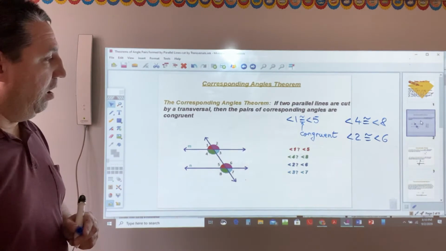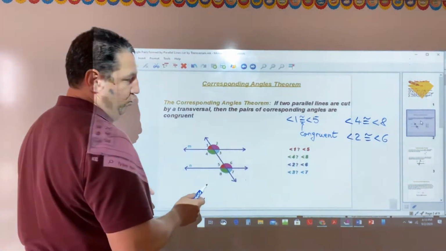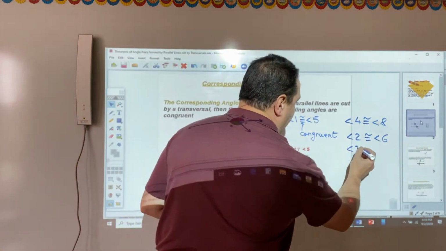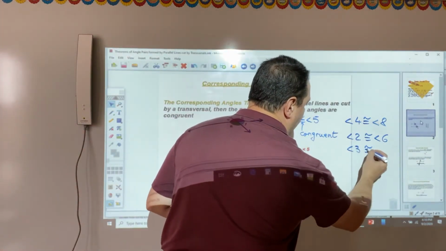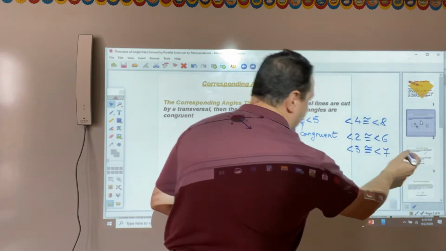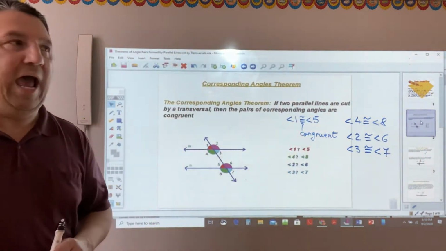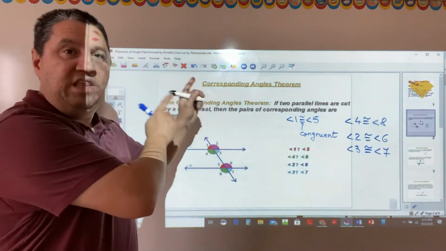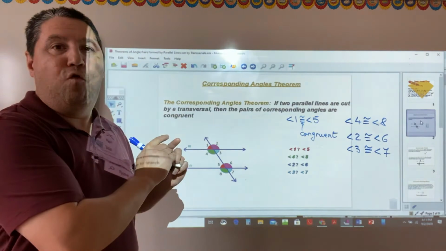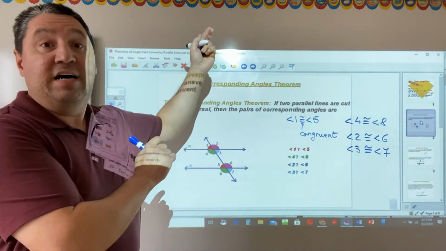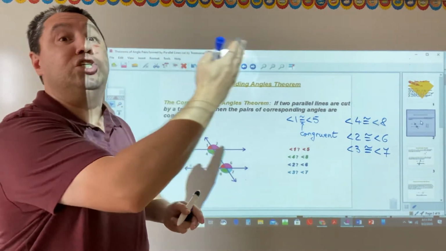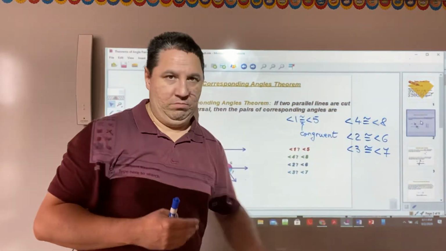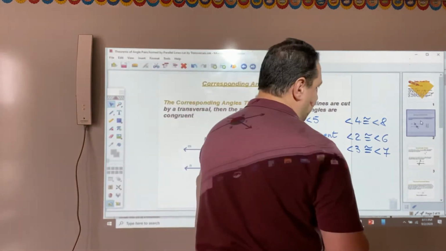And the other pair of corresponding angles are 3 and 7. So, angle 3 is congruent to angle 7. So, as a conclusion, corresponding angles formed by a transversal that cuts two parallel lines are always congruent. Good. Next.